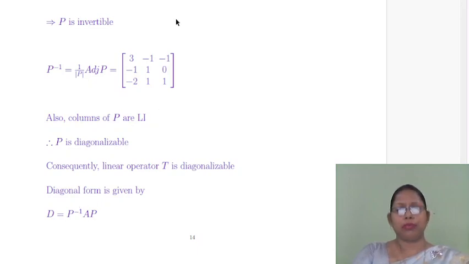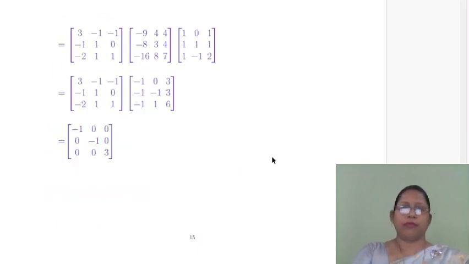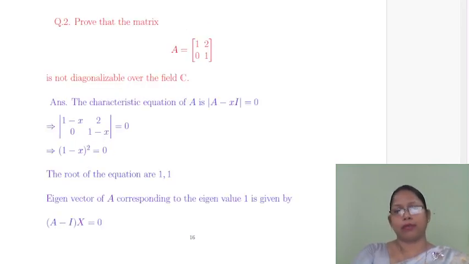Put the value of P inverse, that is this, and A and P. We will get this one. Now multiply. You can multiply these three matrices in any order, since all of them are 3 by 3 matrices, so multiplication is possible. I take the last two matrices first, get the resultant, then multiply the resultant with the first matrix, and we will get this diagonal matrix. This is the required diagonal form.